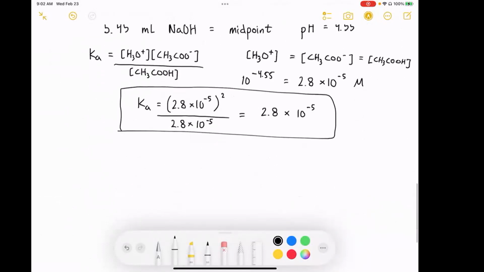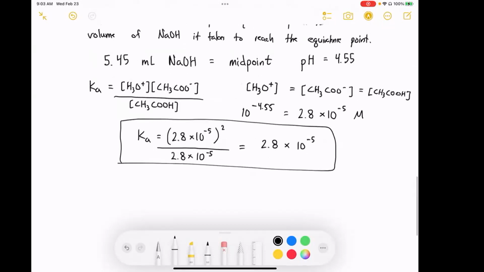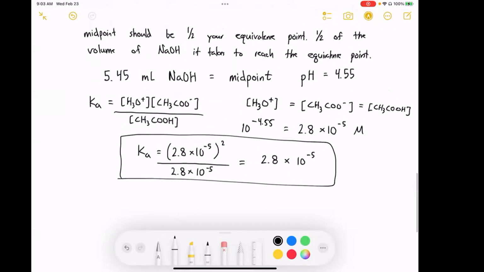So if we were to calculate this pKa now, we would do 2.8 e to the 5 negative log and take the negative value. So that gives us a pH of around 4.55. So we just went backwards. So it'll give us a pH of 4.55.